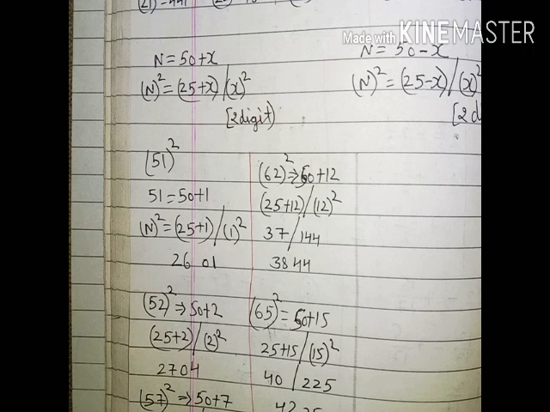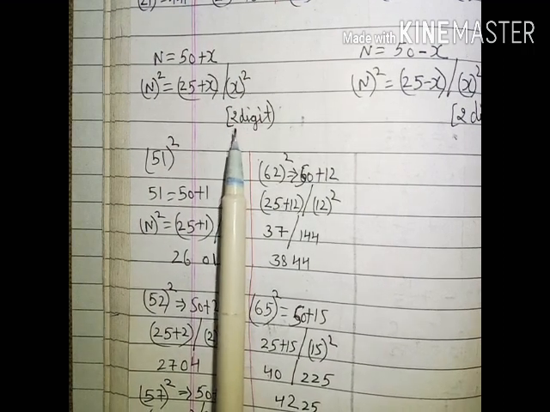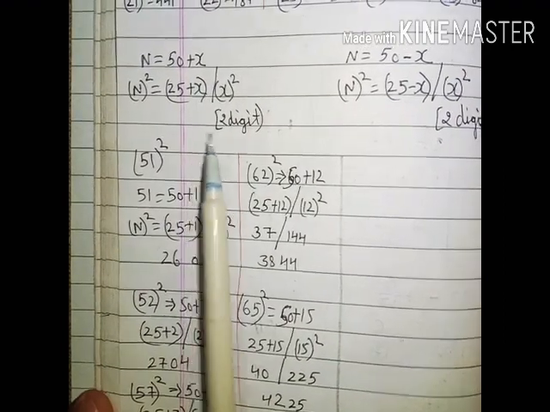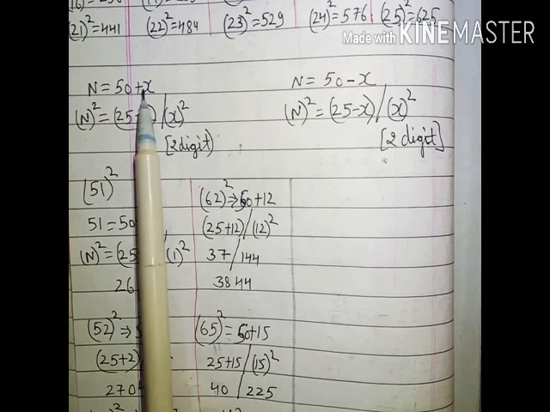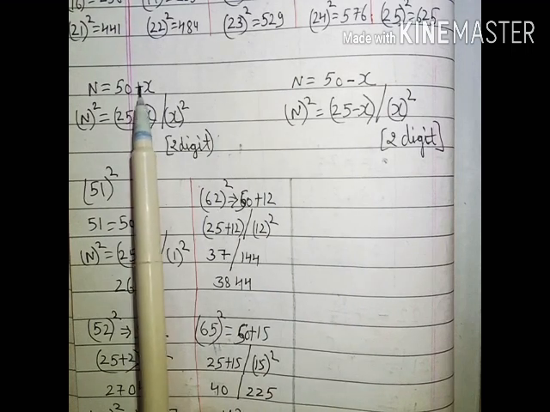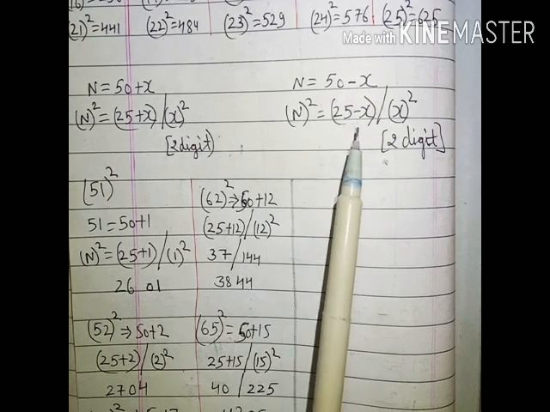So by using this method we can find the squares from 51 to 75. For numbers below 50, it is the same. The little bit of difference is that on this side it is plus, and on that side it is minus, because the number will be less than 50.